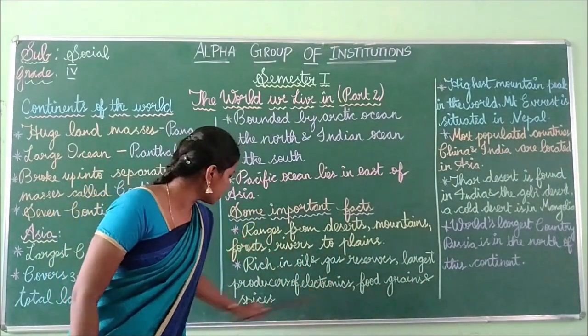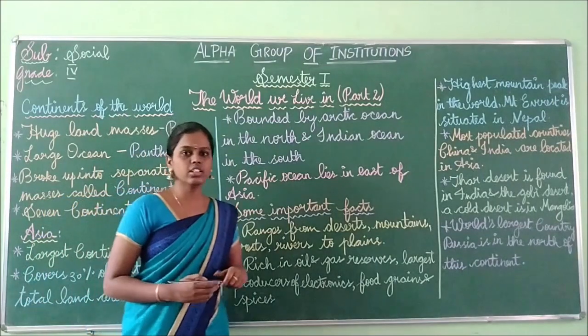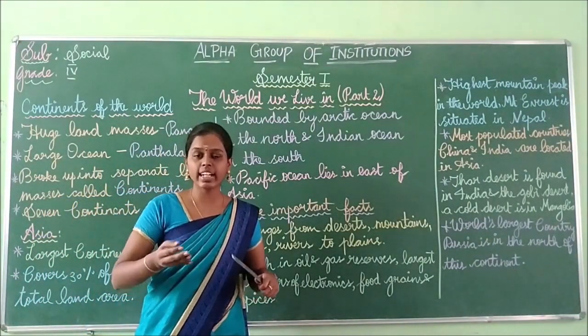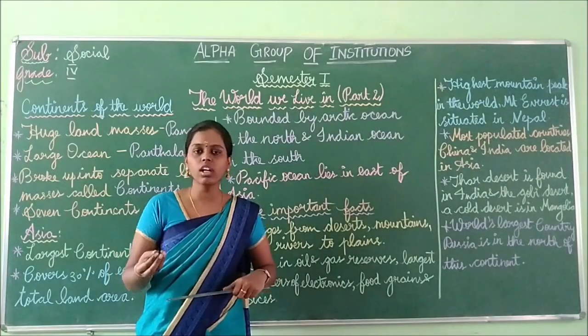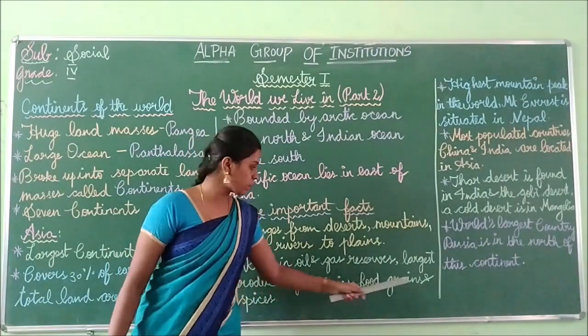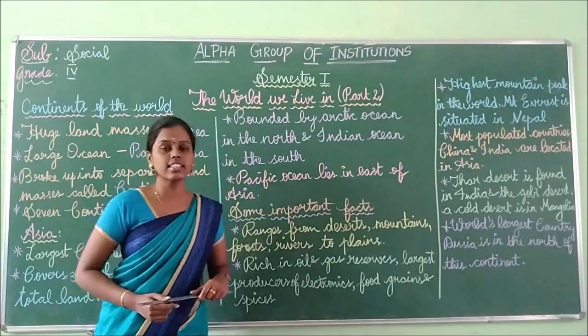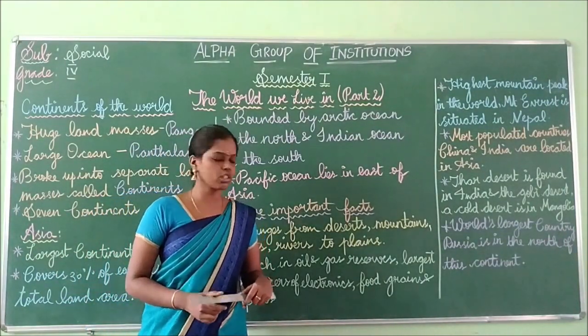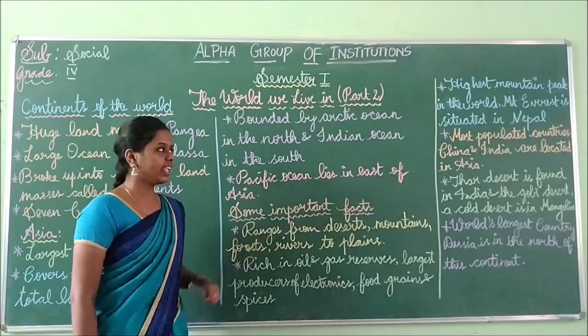And then food grains and spices. Food grains, you all know about the food grains. Wheat, rice. From wheat and rice, we get what we need for our daily food. And spices, we use the spices in our cooking. Yes, those spices are also largely produced in Asia.